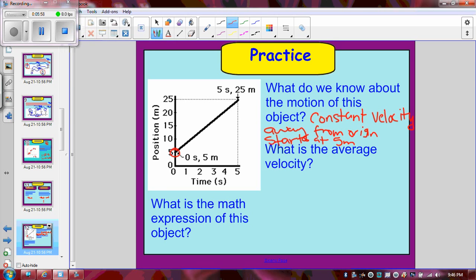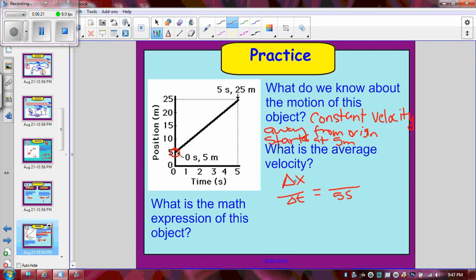You can see that a lot of information comes from a very simplistic looking graph. Now the second question says, what is the average velocity? Remember, average velocity is delta x over delta t. If we look, delta t, or the time for this, is 5 seconds. So we're going to be looking at 5 seconds of travel.